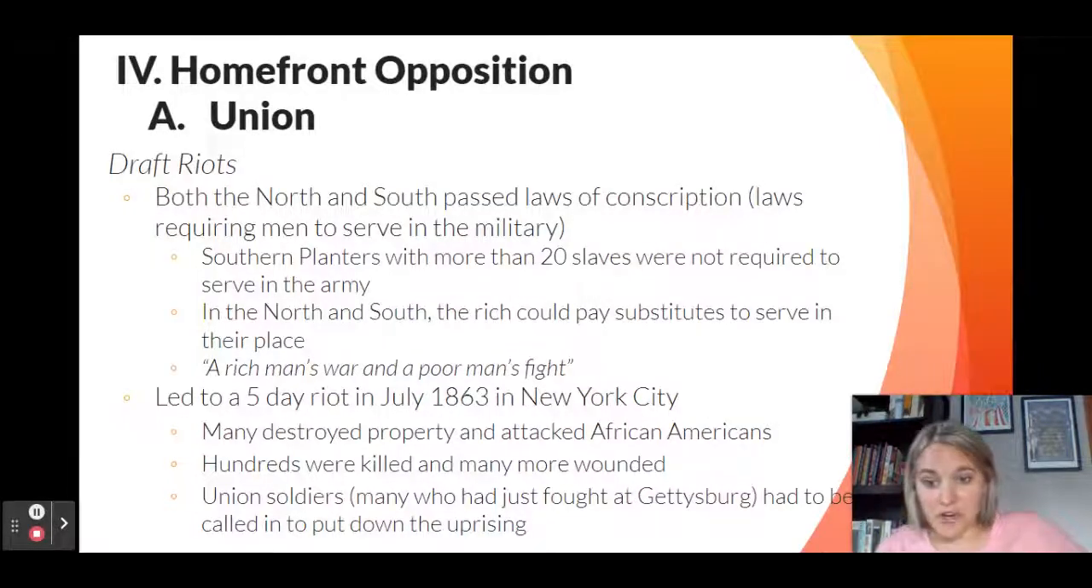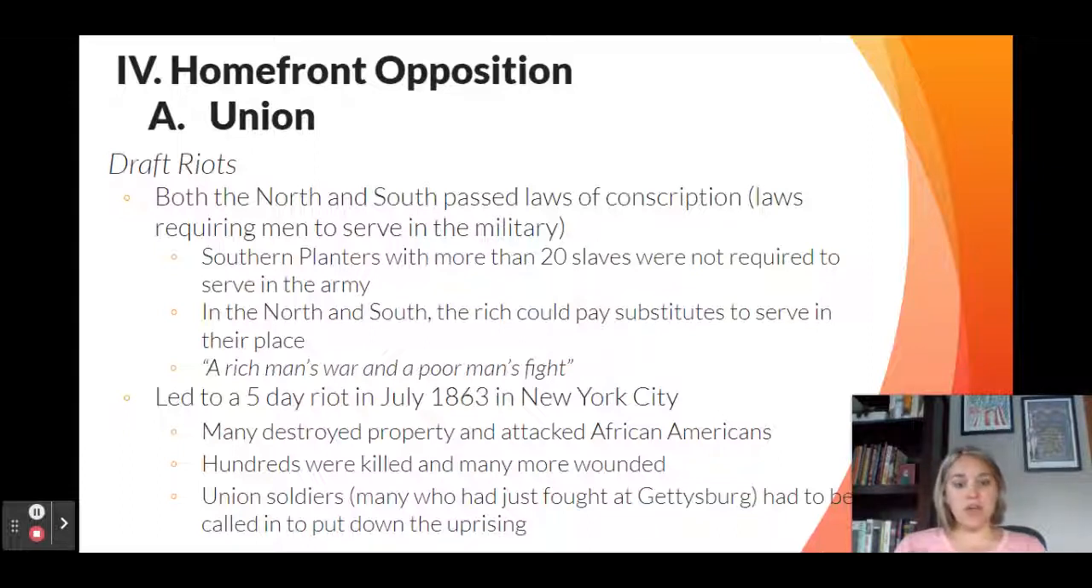Okay, additionally, home front opposition, another big one you want to be aware of is the draft riots. These are related to the conscription laws that are passed, but more explicitly to the exclusion or the exemption clauses that were instilled. So Southern planters could get out of the draft if they had more than 20 enslaved persons. And you could also pay for a substitute. You could pay $300 to have someone take your place if you were drafted. And this is why it becomes known as a rich man's war and a poor man's fight.